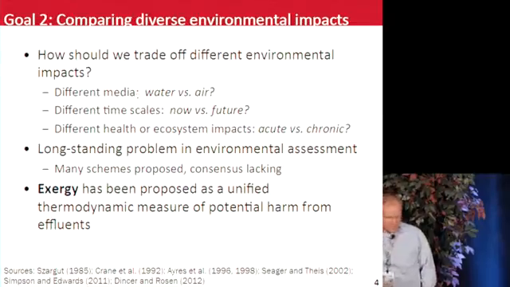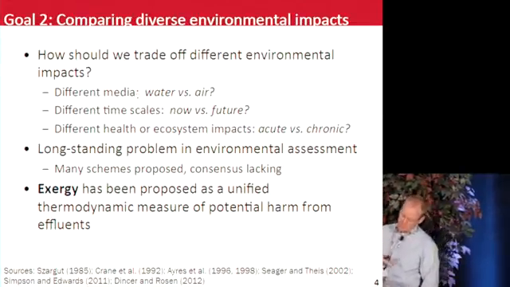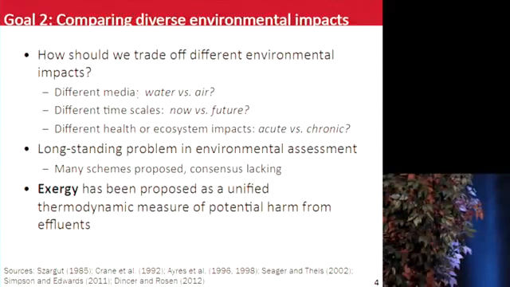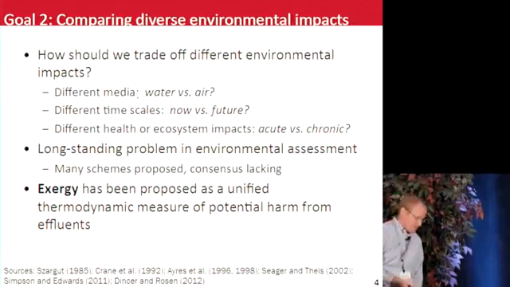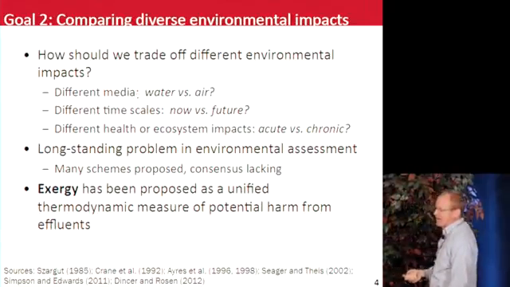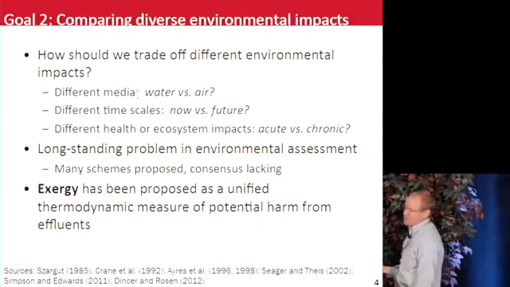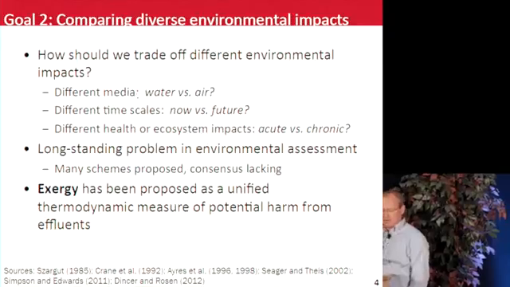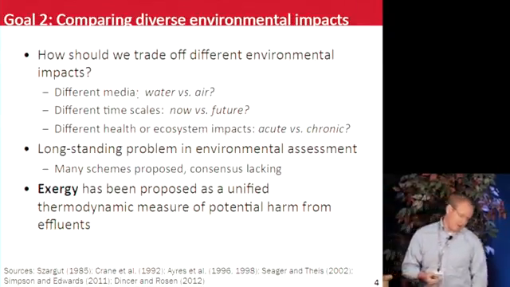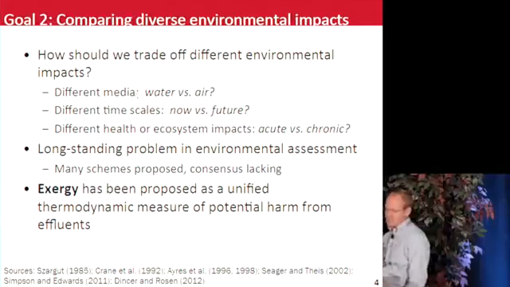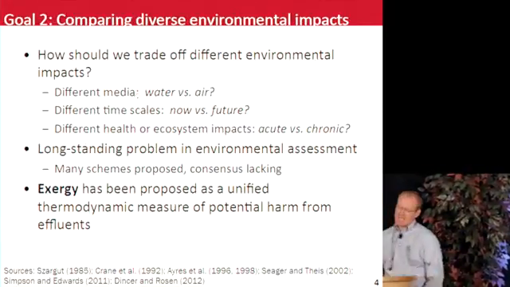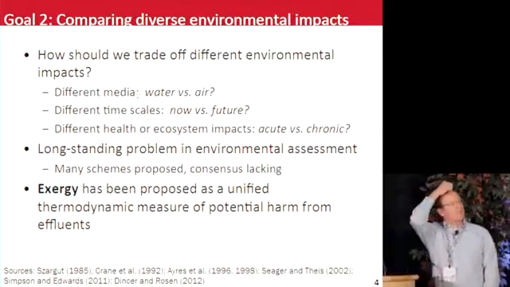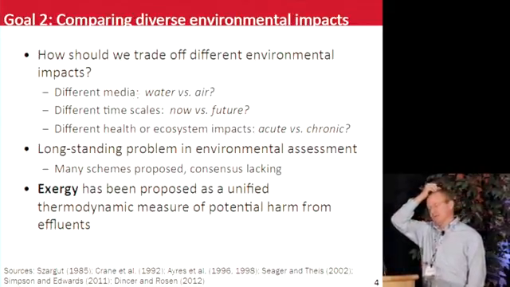So goal 2, we want to compare diverse environmental impacts. Goal 1 was saying, let's cast our net across the entire economy. Goal 2 is to compare diverse environmental impacts. We need to think about, is this resource going to have impacts on water versus air? Is this resource or this technology going to have impacts now or in the future? Is this going to have, for example, chronic or acute health or ecosystem impacts? There are lots of dimensions along which environmental impacts can vary, and trying to quantitatively and rigorously compare and value these is a decades-old problem in the world of environmental assessment.